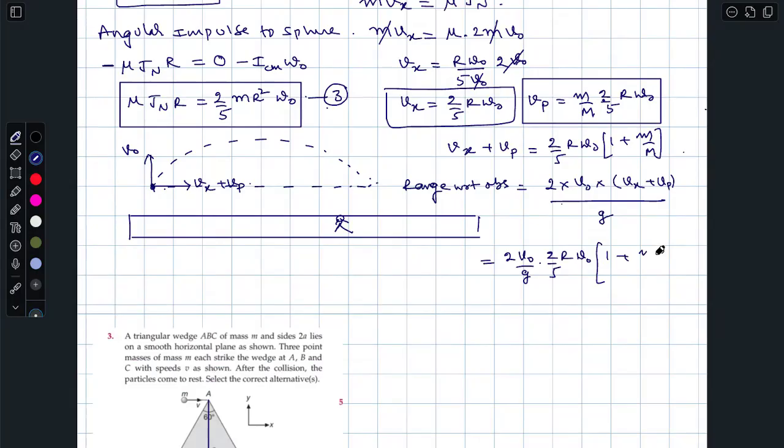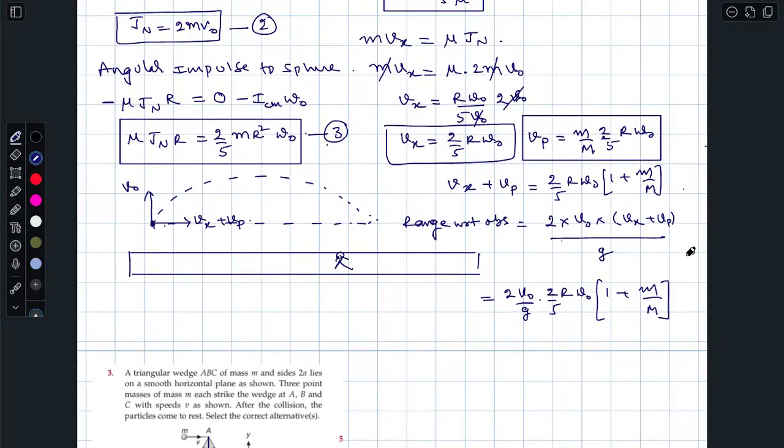1 plus small m by capital M. Done. Don't look at me, this is all the data given by you only. You have given me V naught, you have given me R omega naught, omega naught as well as V naught. So I have answered everything as per your data. Now please confirm, have you understood this or not?